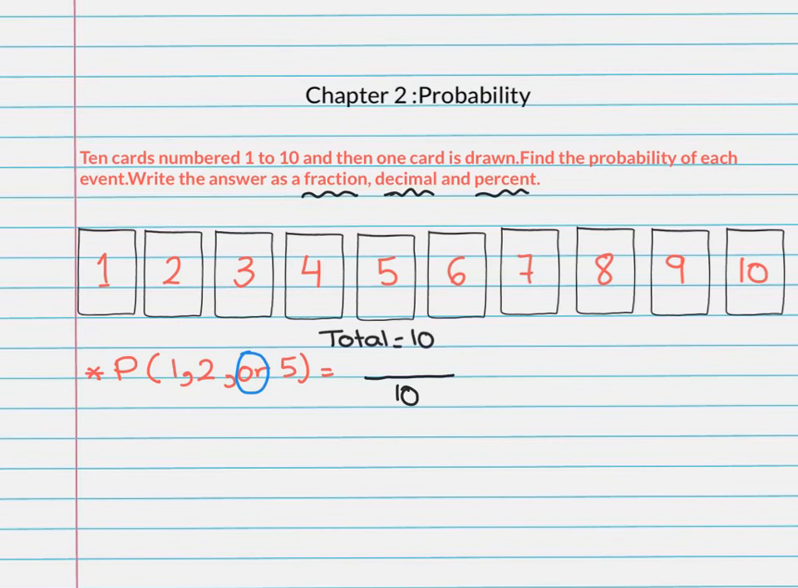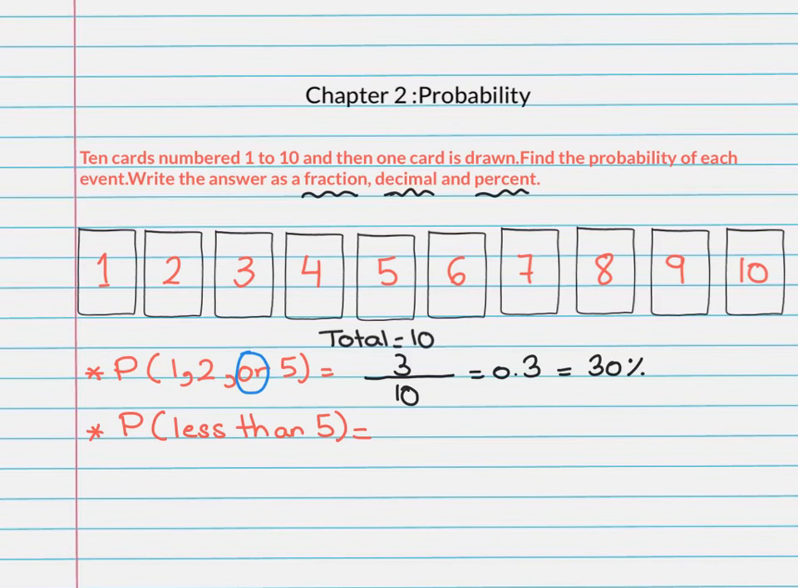And then we have one card numbered 1, one card numbered 2, and one card numbered 5. So this is a total of 3 cards. Then it's 3 out of 10. If we want to write it as a decimal directly next to it, it's 3 divided by 10. It's 0.3. If I want to write it as a percent, remember we multiply the 0.3 by 100, which is 30%.